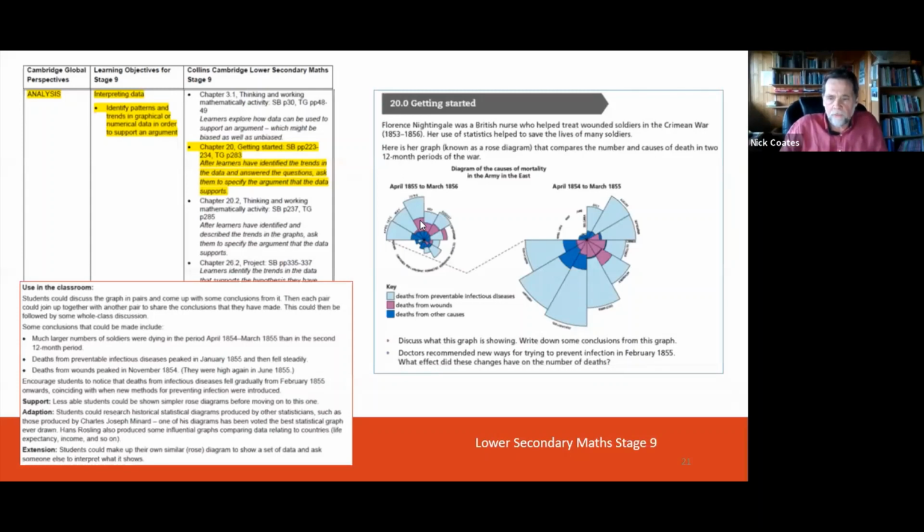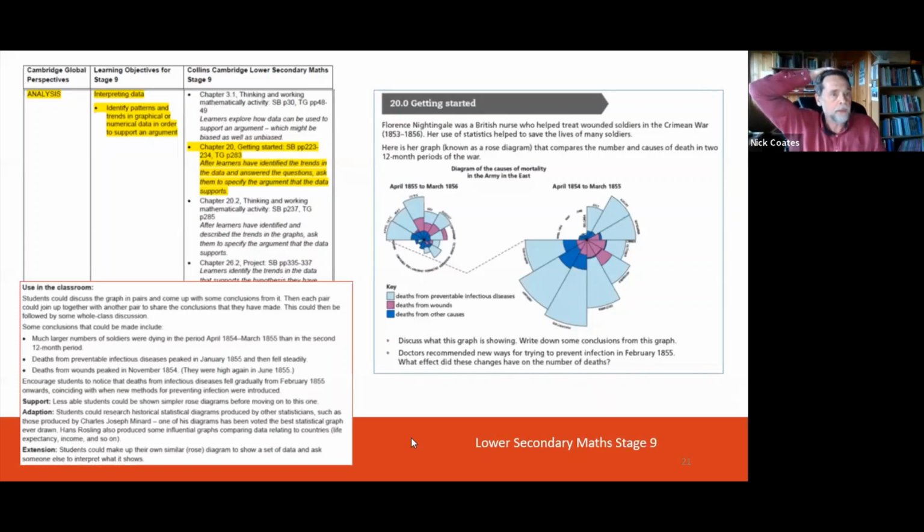What effect did these changes have on the number of deaths? Okay, we look to our grid. The italic note is after learners have identified the trends in the data and answered the questions. So first of all, they do the maths activity, but then ask them to specify the argument that the data supports. And that's pointing us towards one aspect of the learning objectives that we mustn't neglect.